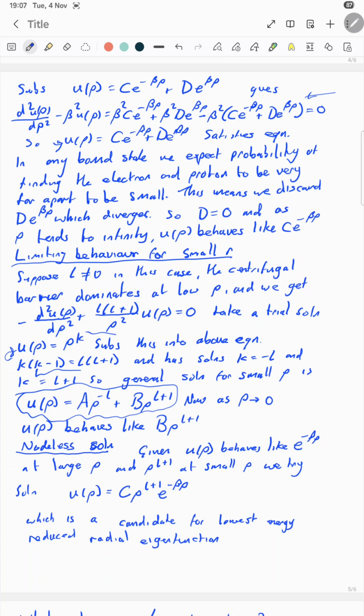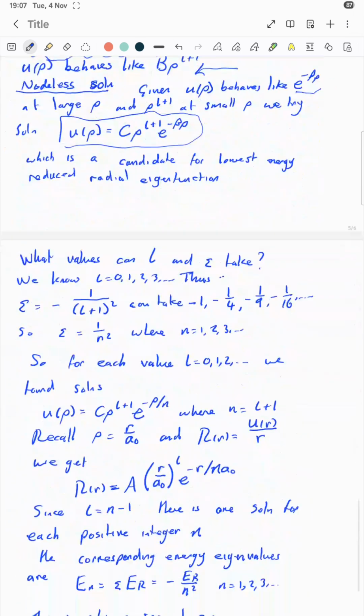But now as rho goes to 0, u of rho behaves like B rho to the L plus 1. So for a nodeless solution, u of rho behaves like e to the minus beta rho at large rho and rho to the L plus 1 at small rho. So we try a solution of this form as our trial solution, which is a candidate for the lowest energy reduced radial eigenfunction.